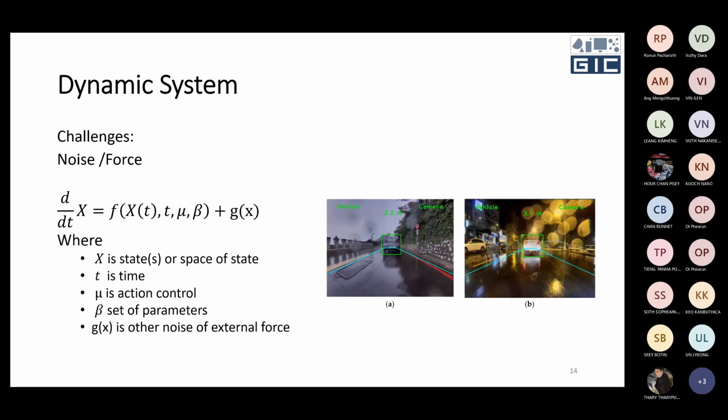If there is no noise or any force from outside, our system can be represented by only one function f with four attributes that have been shown on the screen. But if you have other bias, a kind of interruption, a kind of noise, or other external force involved in our system, this is a challenge that you have to predict.